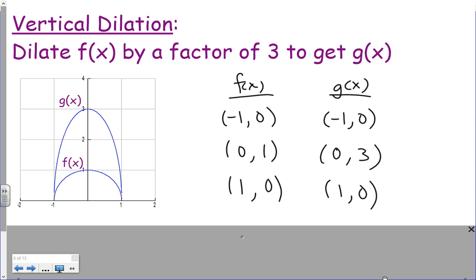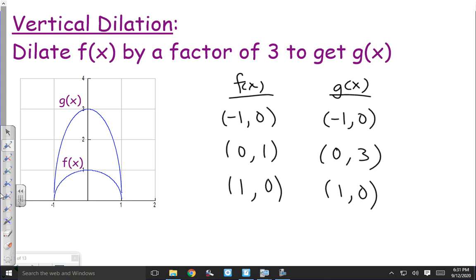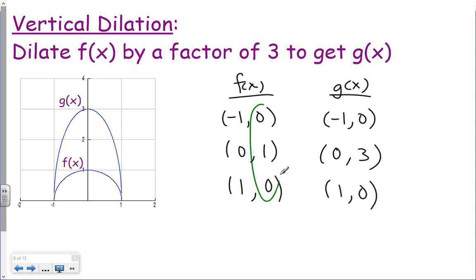All right, so now the question is, how do these points help me figure out how to go from one function to the other? And again, look at your x values and compare those. Look at your y values and compare those. I should see that my x values didn't change. It's my y values that change. We shouldn't be surprised at that, by the way, when we say it's a vertical dilation. Vertical meaning it's the y direction, up and down.